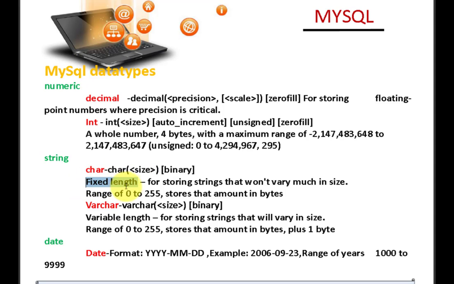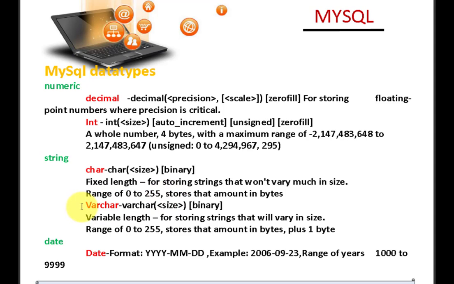When you assign a column as a character, this is called fixed length. The character data type is fixed length, meaning if you have 10 characters, you have to use size 10. If the string is only 5 characters, it will still use the size 10, meaning its size is fixed. That's why it is a fixed length character, and its range is 0 to 255.